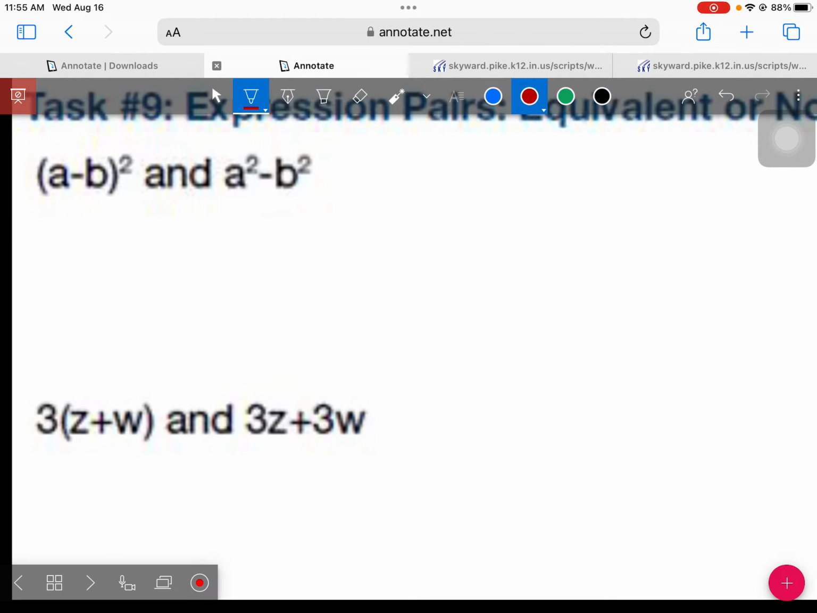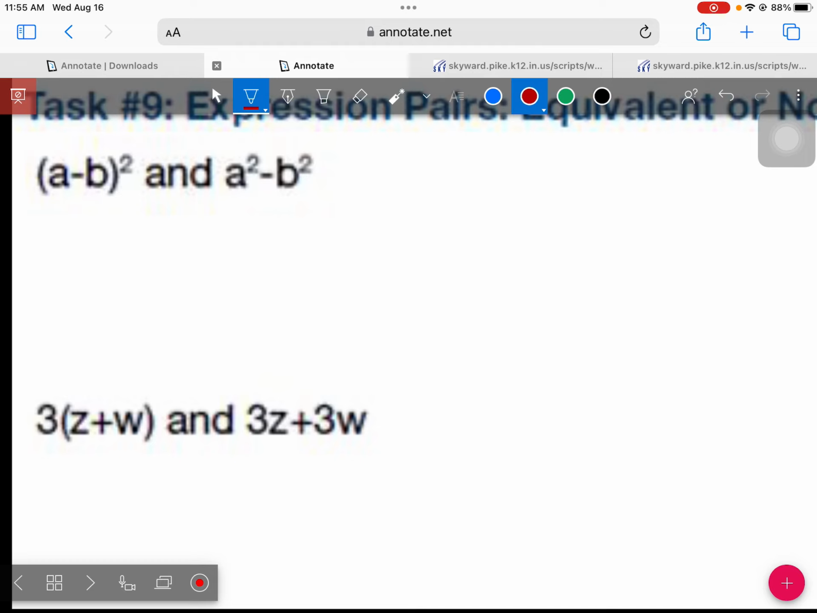This is going to separate the Algebra 2 people from the people that maybe didn't quite learn it the right way. So we have quantity a minus b, quantity squared, and a squared minus b squared. Are those equivalent or not? I heard yes and no. How many say yes, they're equivalent? How many say no? Just one. Talon, tell me why.